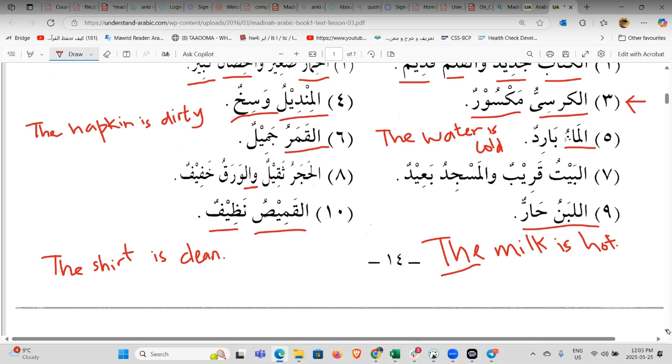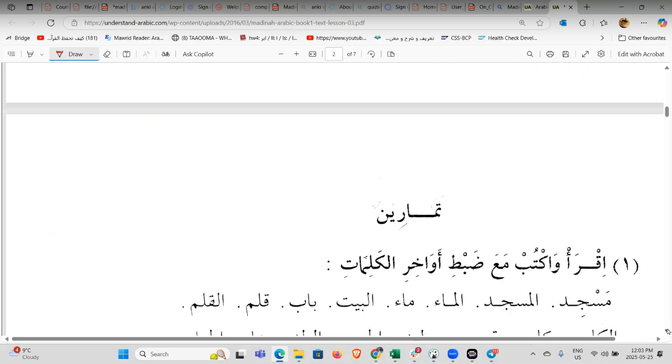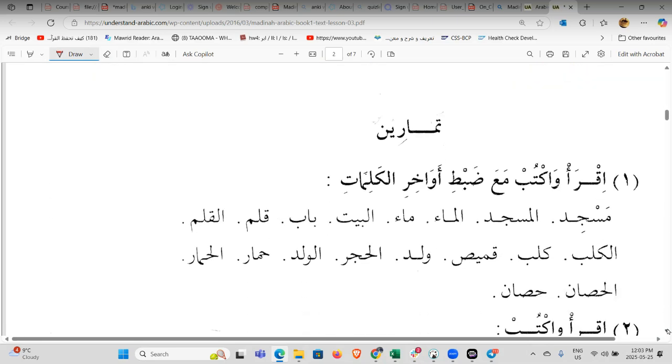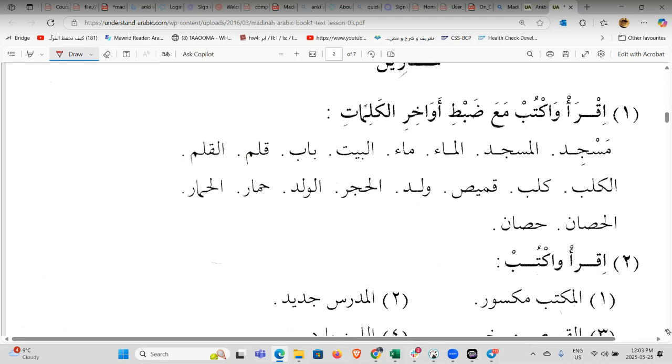Any questions so far? No, not at the moment. Thank you. So now we have the exercises. So we'll take turns reading the words here and try to put the right ending. Is it with tanween or not tanween?